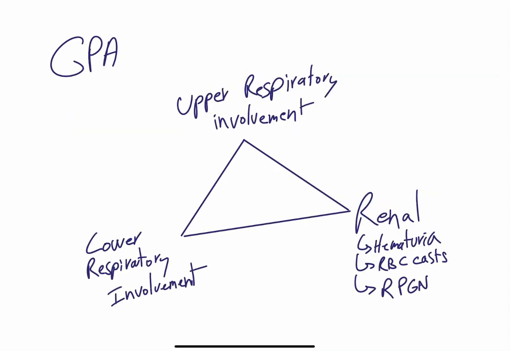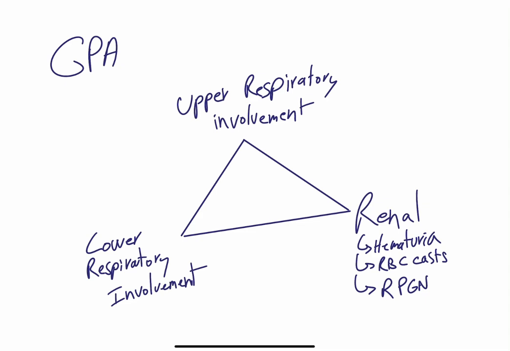Now, in terms of the GPA clinical triad, here we're going to be looking for an upper respiratory involvement, thinking sinusitis, otitis media, nasal septal perforation, etc. Lower respiratory tract involvement, such as cough, hemoptysis, or pulmonary infiltrates, as well as a renal involvement, such as hematuria, red cell casts, or RPGN.